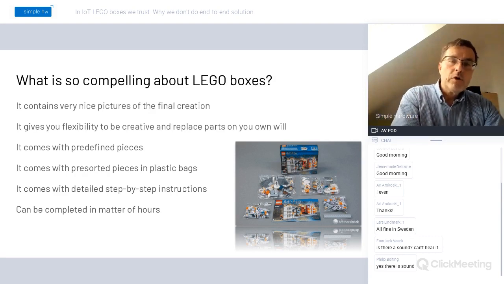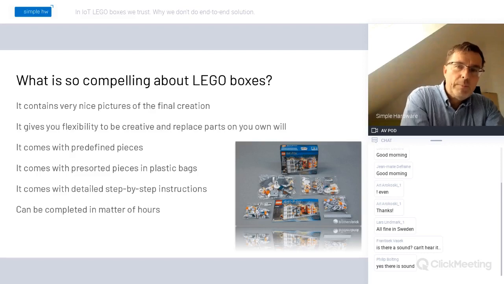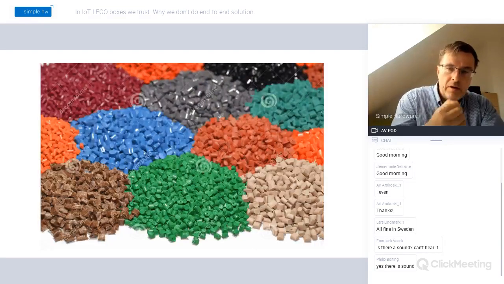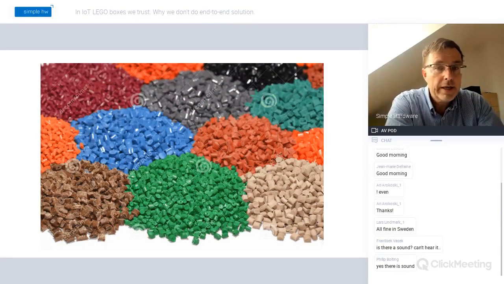But why are we talking about the Lego boxes? Because we think it's a good parable for how we are trying to sell IoT, how we are trying to sell Sigfox. Currently, most of the Sigfox operators, including ourselves, are not selling Lego boxes. We are selling basically plastic, the basic material that IoT projects consist of.